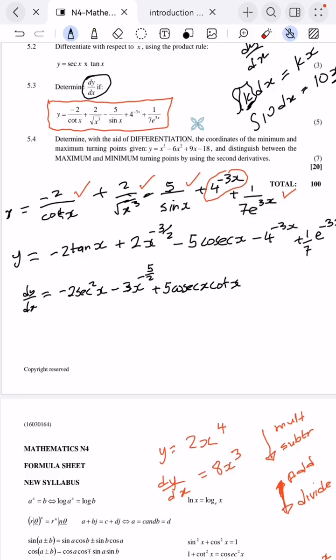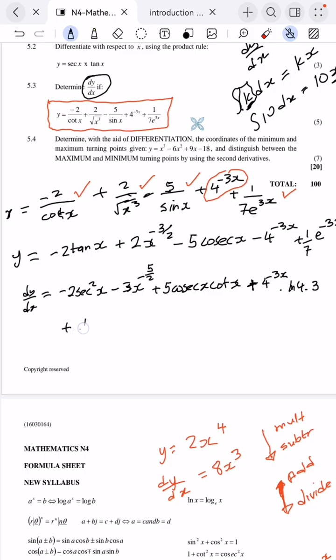What is the differentiation of an exponent? Don't forget, first write it as it is. Number 2, ln of your base. Number 3, times negative 3, which is the differentiation of the exponent. But that negative will make this positive. You see? Now the last one.